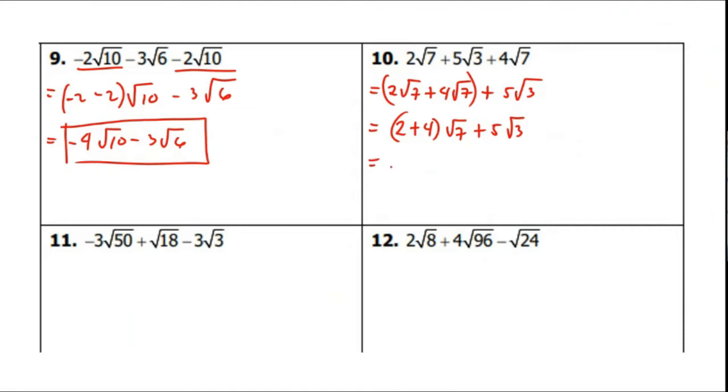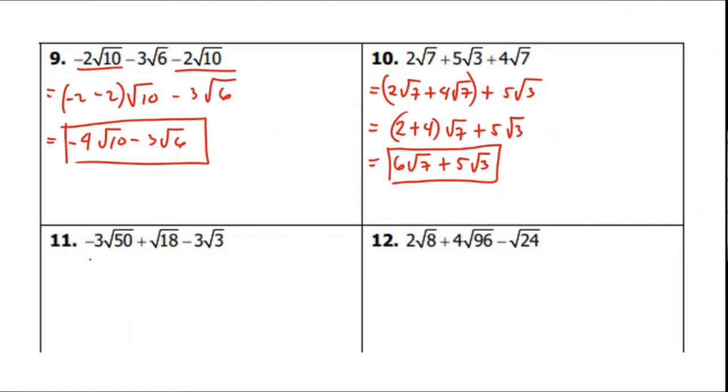Combining the two, we will be having 2 plus 4 is 6 square root of 7 plus 5 square root of 3. Again, 6 square root of 7 and 5 square root of 3 are not similar radicals. So we can just leave as is. So the final answer will be 6 square root of 7 plus 5 square root of 3.